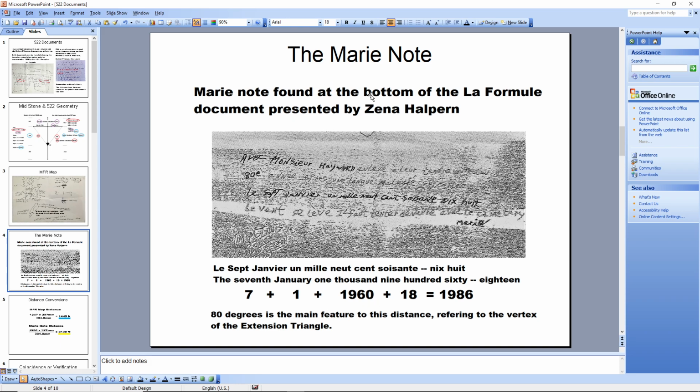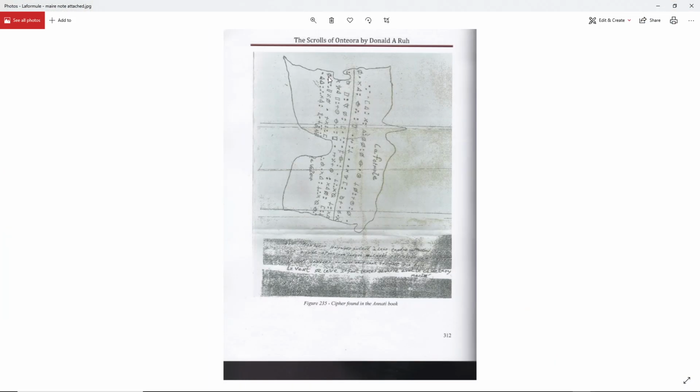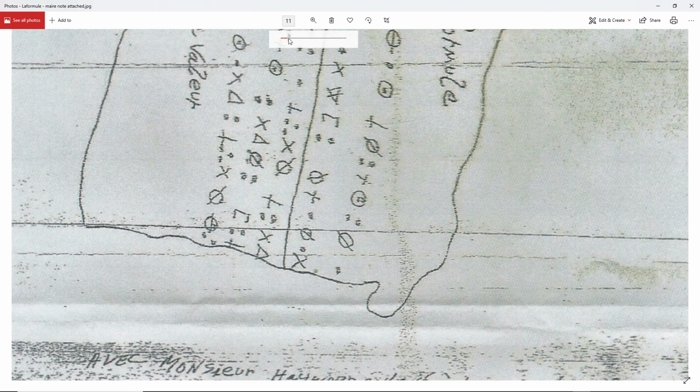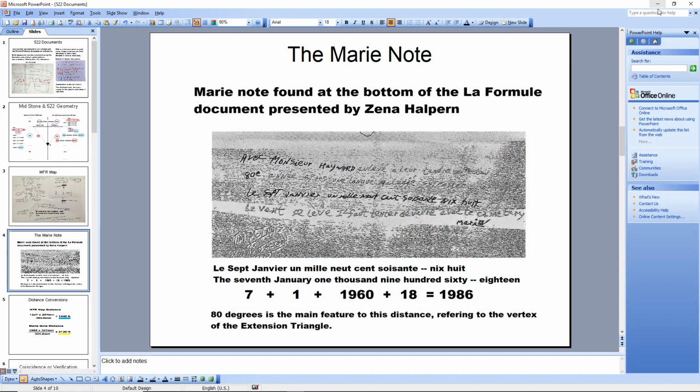The next distance that I want to get into is this one. This is from the Marie note, and I'll show you guys. I have the picture up here. So this is from a book. This was sent to me by my teammate Oliver in France, and this is the La Formula. And at the bottom of La Formula is this note right here. And you can see that's where that comes from. Okay. So it's related to La Formula.